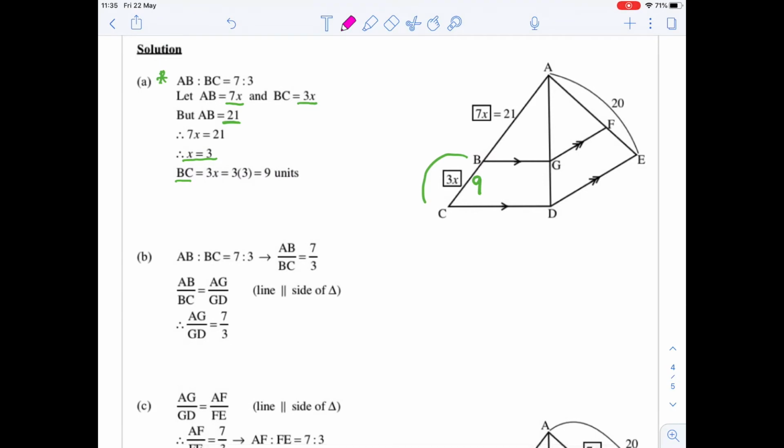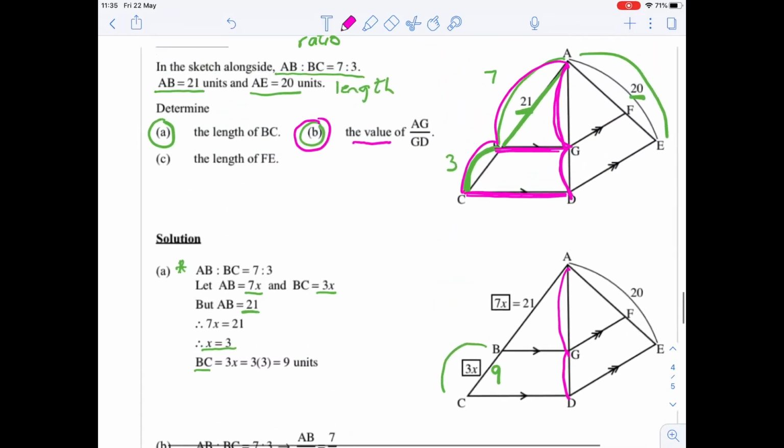Okay, so in this case, remember we're looking for AG over GD. So we have AB to BC is 7 is to 3, or 7 over 3, it doesn't really matter. And then this is the important new step. AB over BC is equal to AG over GD. Why? What's my reason? From Theorem 1, line parallel to the side of a triangle. Therefore, AG over GD is also 7 over 3.